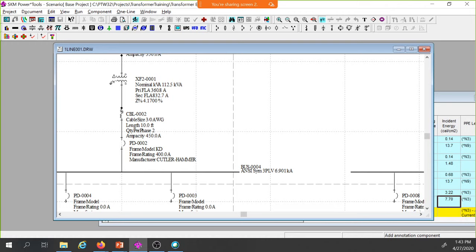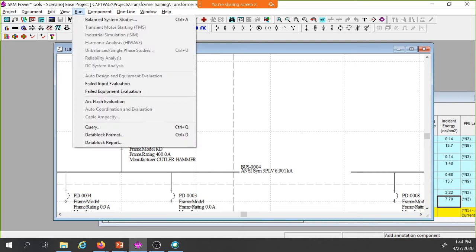So the full load amps on the secondary is 832.7. 832.7, divide that by 0.0417, is 19,968 amps. So I put 2 3-aught conductors in parallel on the secondary to give me 400 amps, and I made it 10 foot long, and that puts my fault current down to 6,900 amps. That doesn't sound right.